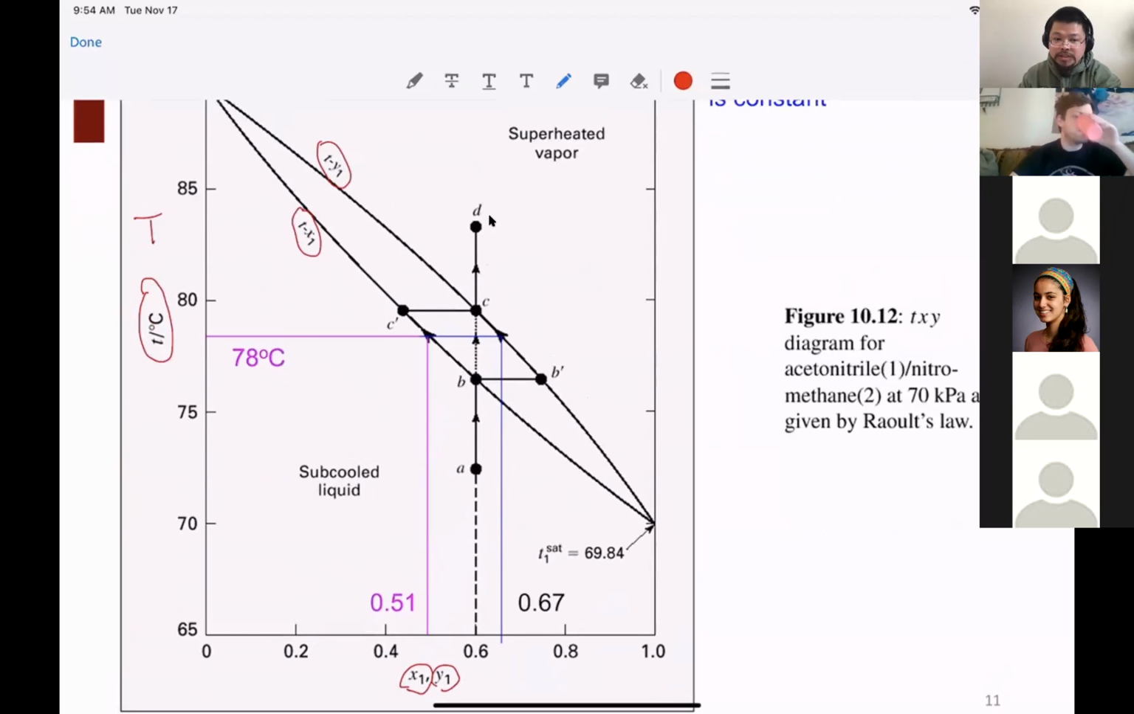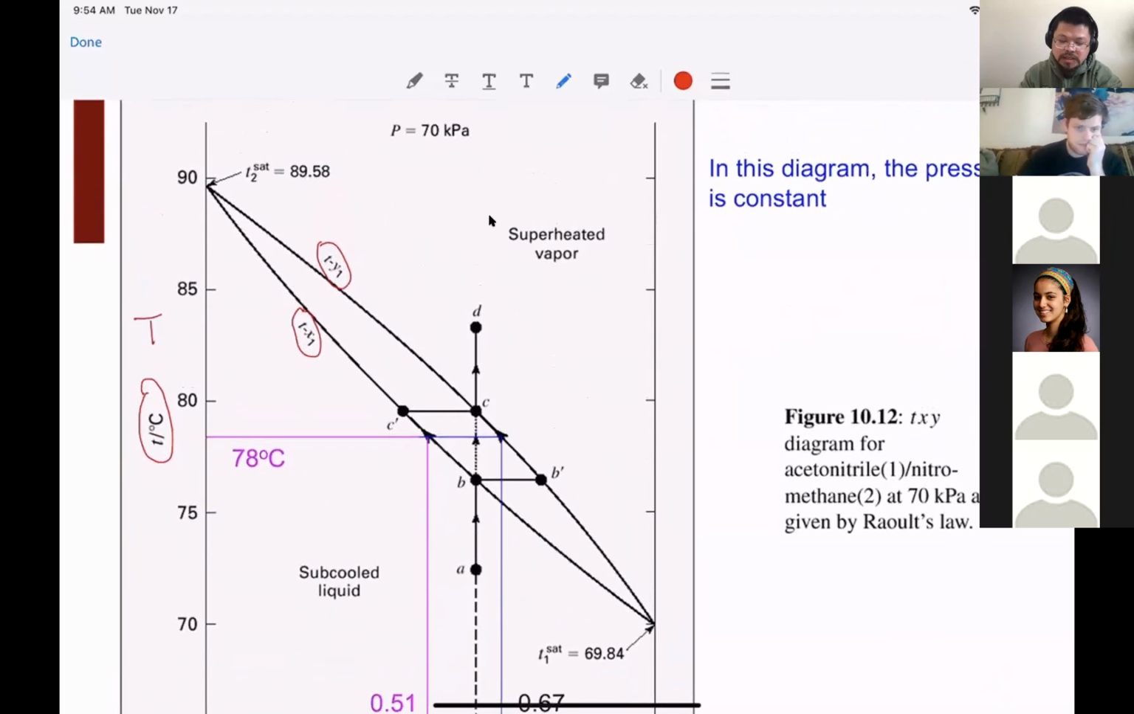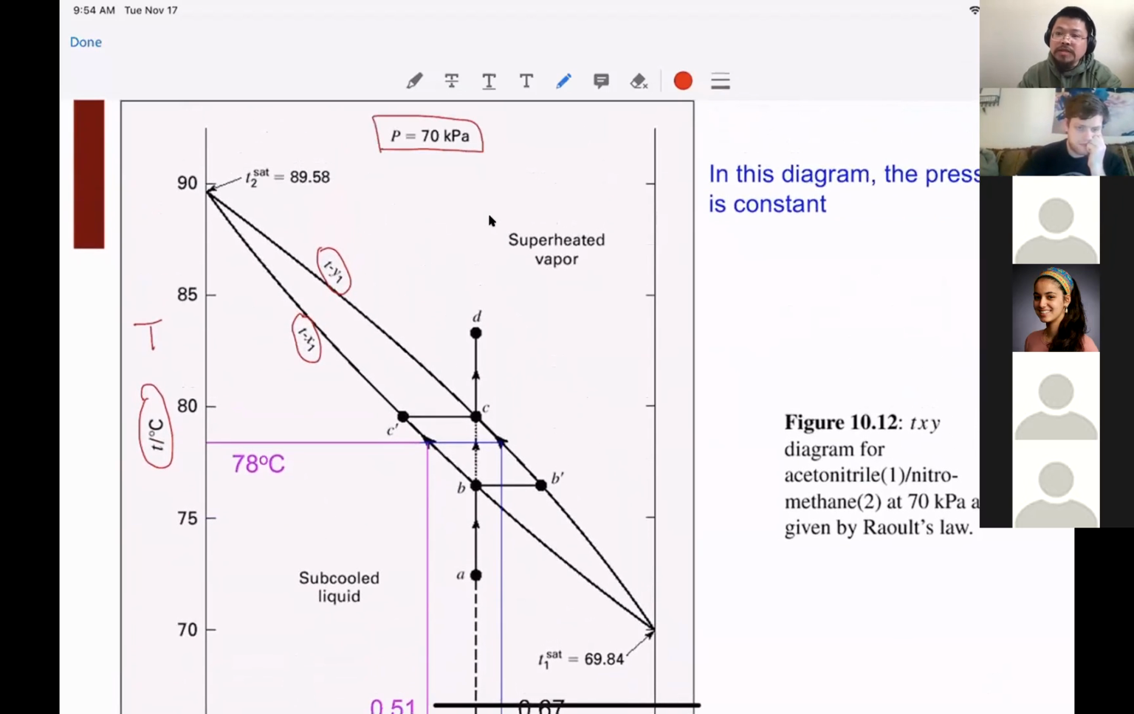It's a two dimensional diagram, so we need to fix the pressure. In reality, we should be able to have x1, y1, this is temperature, and we should be able to have this as pressure. So if you are interested in the three-dimensional diagram, then here you go.